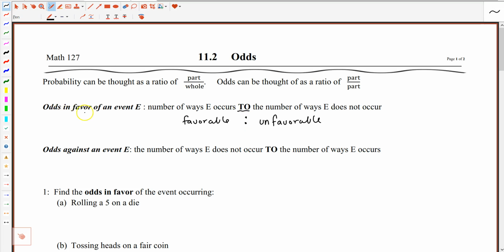So if you're finding odds in favor of an event, you list the favorable outcomes first and then the unfavorable outcomes second. If you're doing odds against an event, you would list the number of ways the event does not occur, or the number of unfavorable outcomes, first. And then you would put your colon, and then afterwards you would list the number of ways your event occurs, or the number of favorable outcomes. So notice if you're going to be doing odds in favor, you list the favorable first. If it's odds against, you list the unfavorable first.